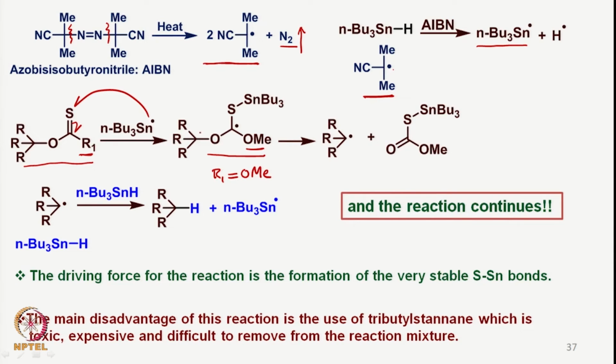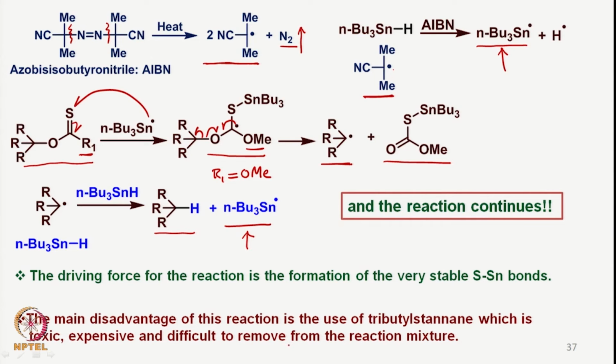Now this decomposes in this fashion, forming this as a byproduct, and then you generate a radical of this kind. This radical then reacts further with tributyltin hydride, generating this reduced product, and you generate the same tributyltin radical which was generated here. So it is exactly similar to what we saw where TTMS and benzoyl peroxide was used.